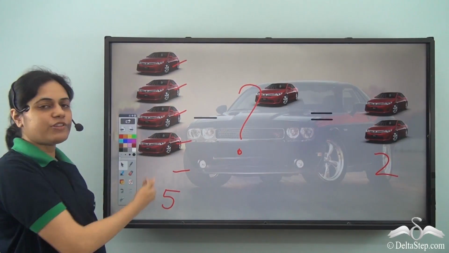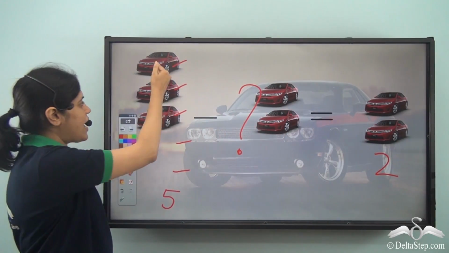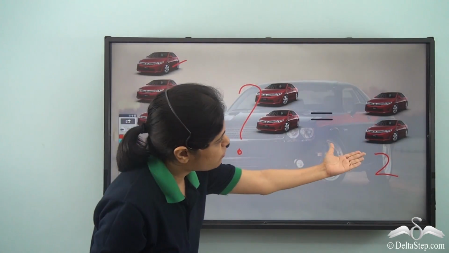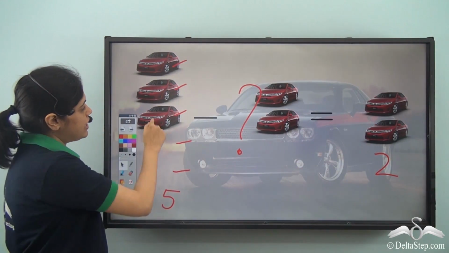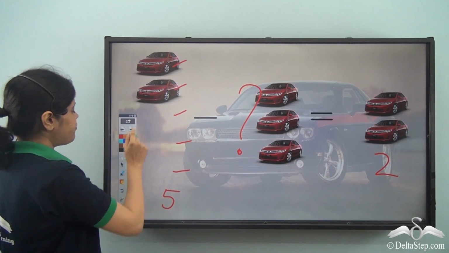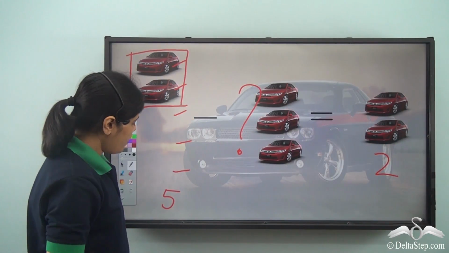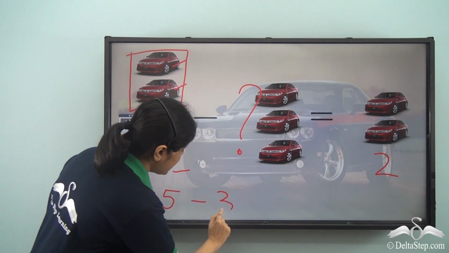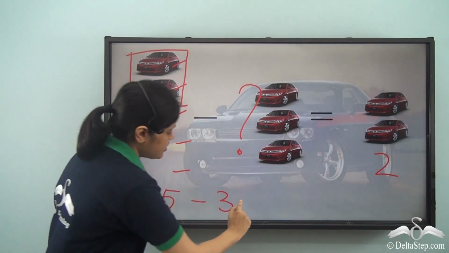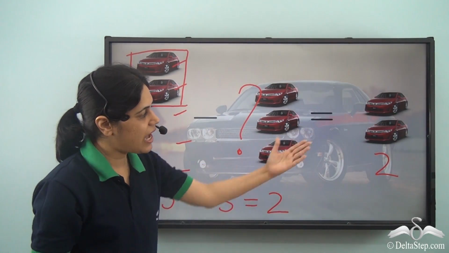We are still left with 4. If I take away 2 cars, I am left with 3, whereas what I need is 2. If I take away 3 cars, then I am left with 2 cars. So, if I take away 3 cars from 5 cars, I get 2 cars, which is what we have.